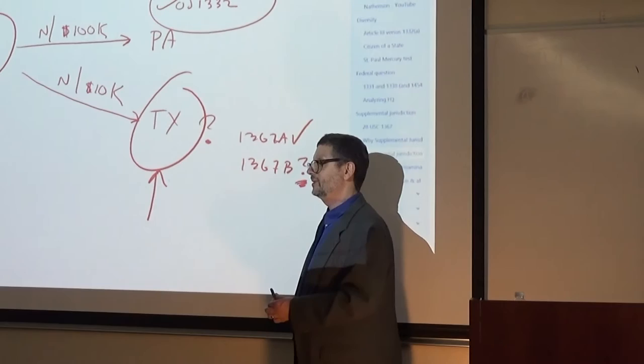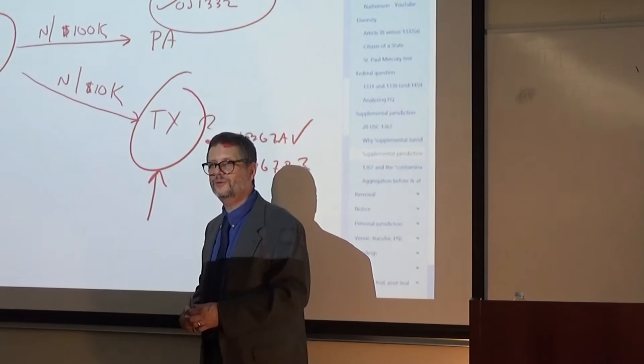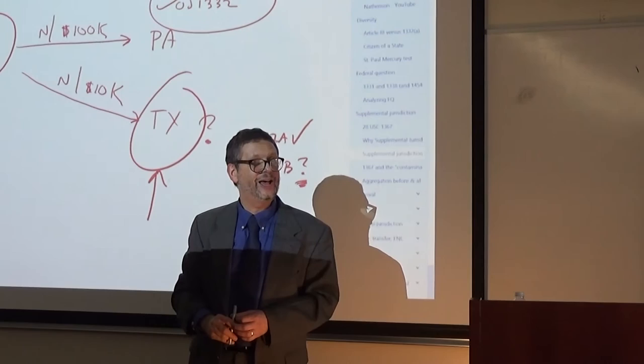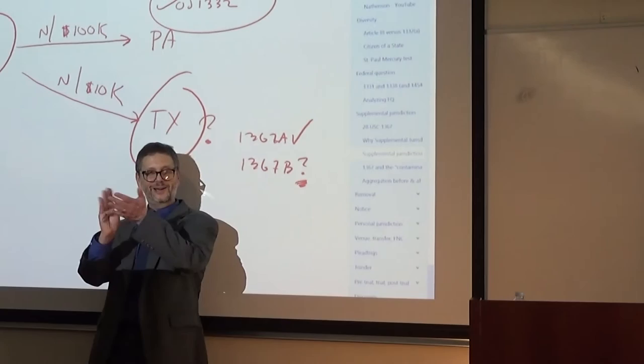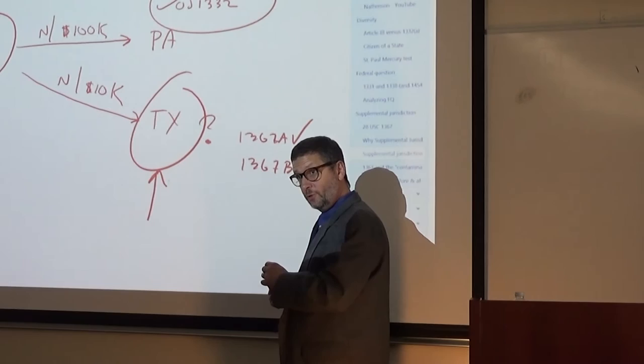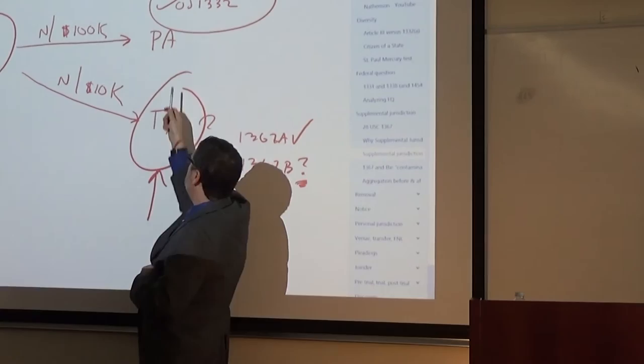19? No. 24? No. Nope. What's that? 20. What'd you say? 20. The 1Ls say 20. The 1Ls are correct. Yay, 1Ls. Yeah, 20. Permissive joinder of multiple plaintiffs or multiple defendants. This is a joinder by the plaintiff, Florida, against two defendants under Rule 20.